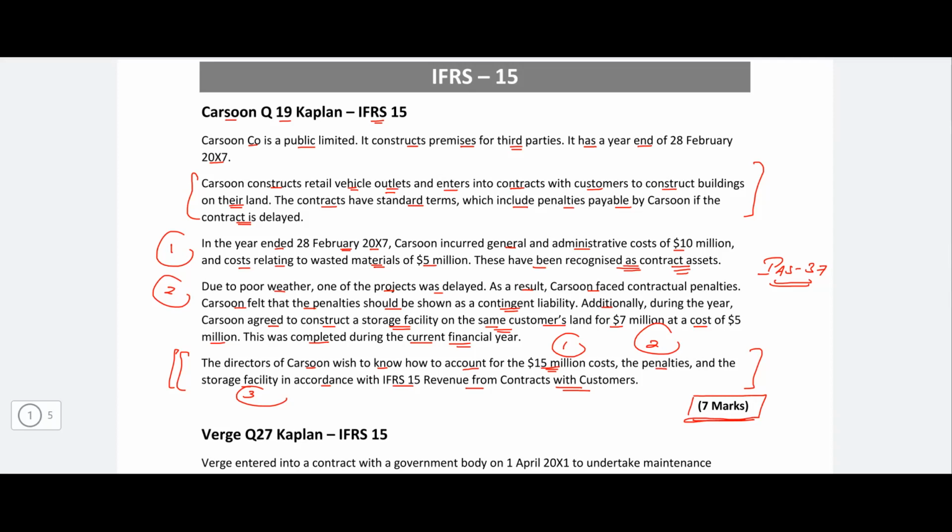So look, 3 things they have tested from this standard. The first one was the contract cost. I'm going to show you this from the slide in a while. The second one was the variable consideration, and the third one was the distinct performance obligation.